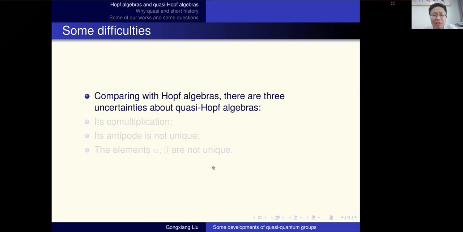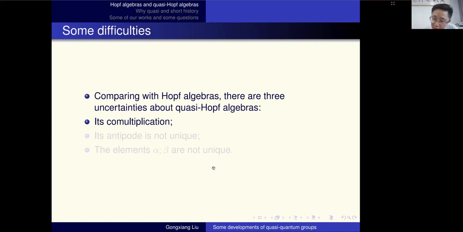So comparing with Hopf algebra, there are three uncertainties for us about quasi-Hopf algebra. Why? At least we can say that the co-multiplication is not so unique because, as I told you, classification of quasi-Hopf algebras is usually up to gauge equivalence. In the definition of gauge equivalence, you can find we always change the coproduct up to a conjugation by an invertible element. So that's the reason the co-multiplication is not so unique.